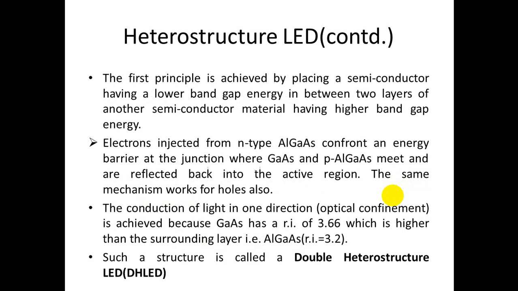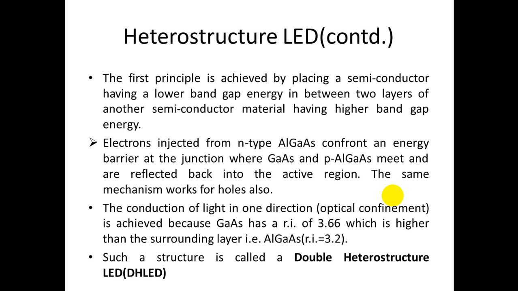Carrier confinement is achieved by placing a semiconductor having a lower bandgap energy in between two layers of another semiconductor material having higher bandgap energy. Electrons injected from an N-type aluminum gallium arsenide confront an energy barrier at the junction where gallium arsenide and P-type aluminum gallium arsenide meet and are reflected back into the active region. The same mechanism works for holes also.